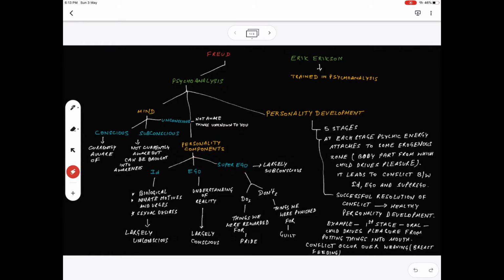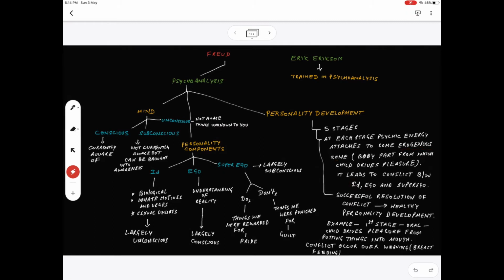What next he talks about is personality development. He says that personality development occurs through 5 stages, and at each stage the psychic energy, your mental energy, attaches to some erogenous zone. Erogenous zones are the parts of the body from which the child derives pleasure. So at each stage the psychic energy attaches to some erogenous zone, and it leads to conflict between these three components of personality, because it wants to pursue the activities related to that erogenous zone.